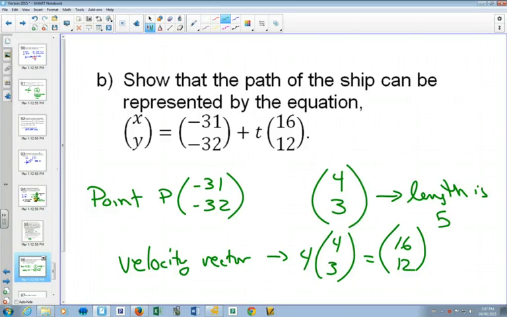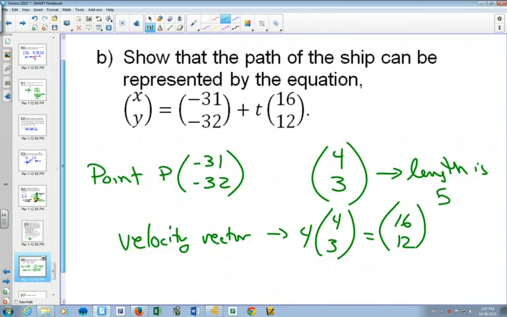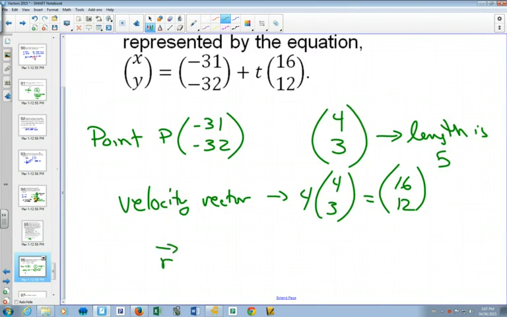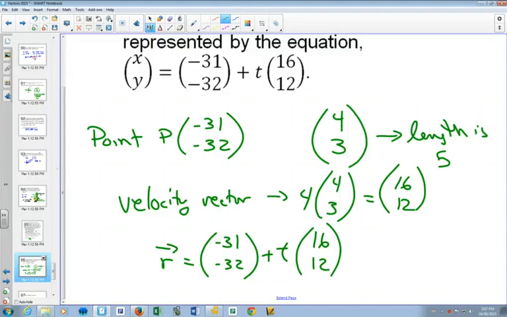And now that we have our velocity vector and a point to start with, we can say that the vector equation of this line is (-31, -32) plus t times (16, 12).